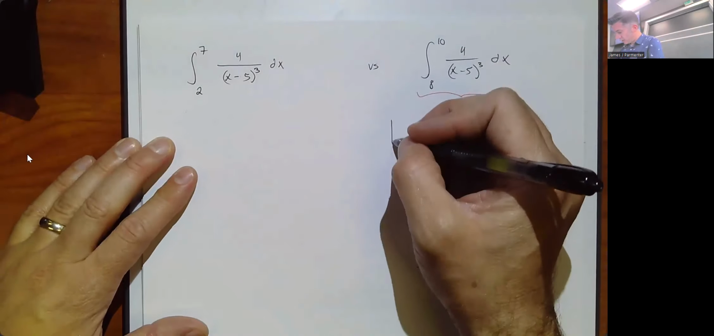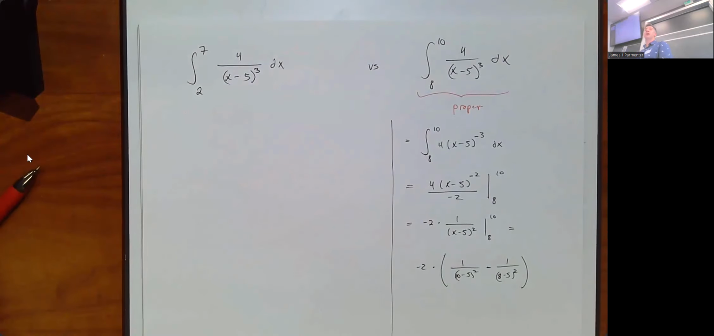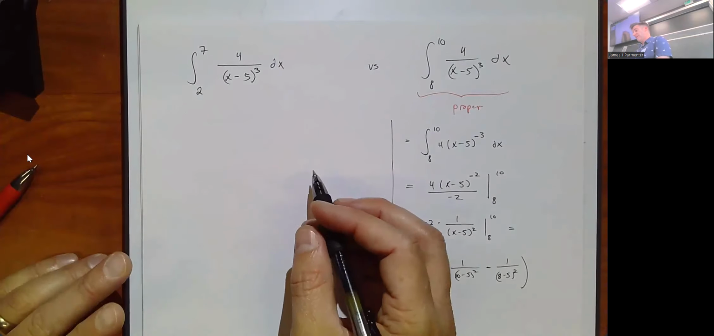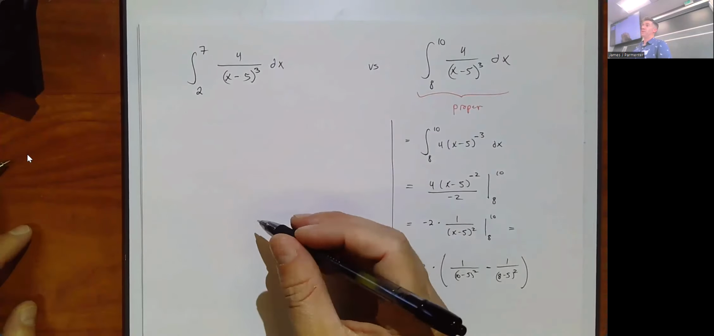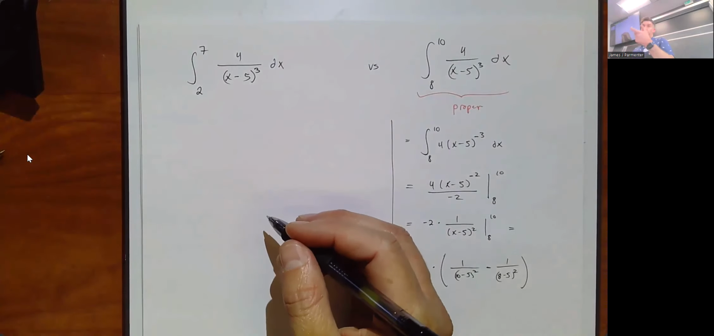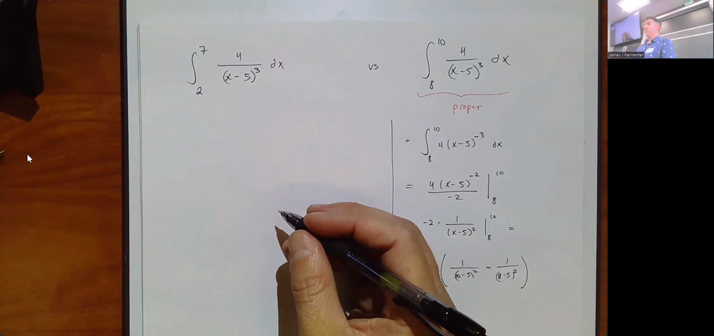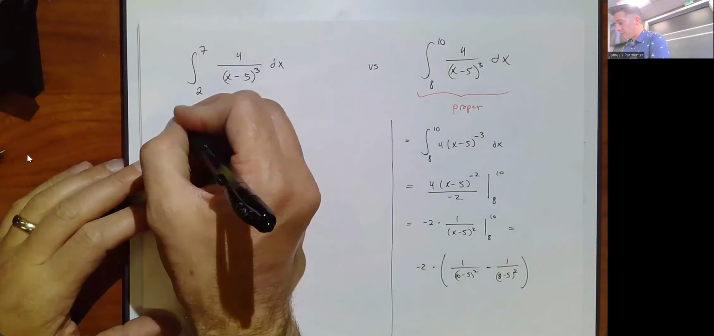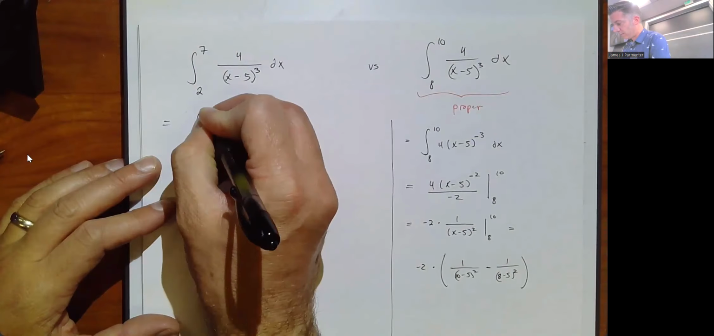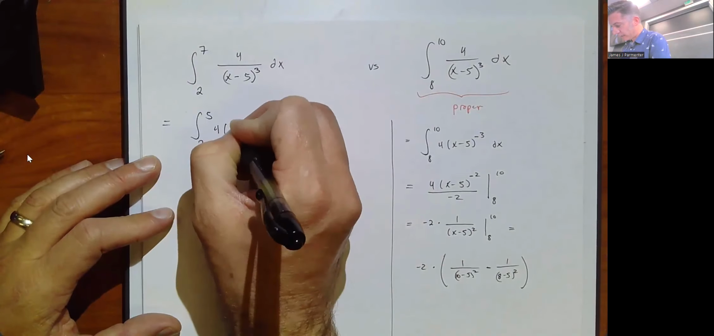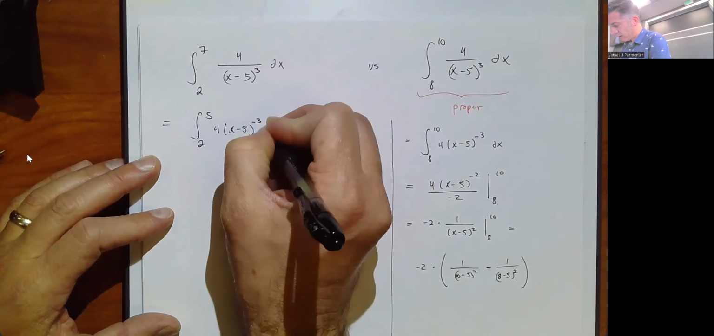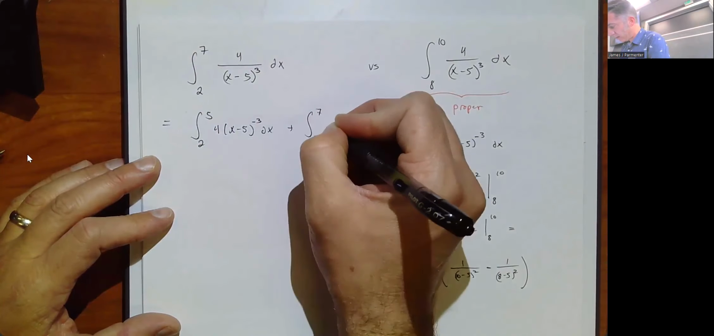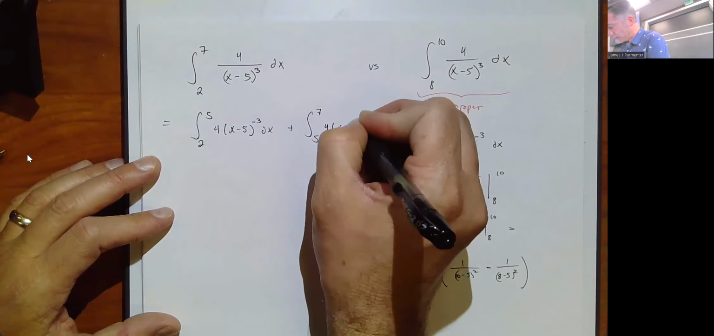But as you have noticed, it's easy to miss an integral being improper if the place where it's improper is in between the limits of integration. And the extra annoying piece of this is that to deal with it, you have to break it up into two integrals, where the place of problem is one of your limits of integration. So I'm going to break this up as the integral from 2 to 5 of 4 times x minus 5 to the negative third, plus the integral from 5 to 7 of 4 times x minus 5 to the negative third.